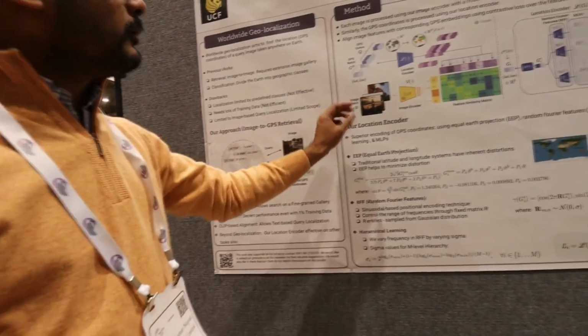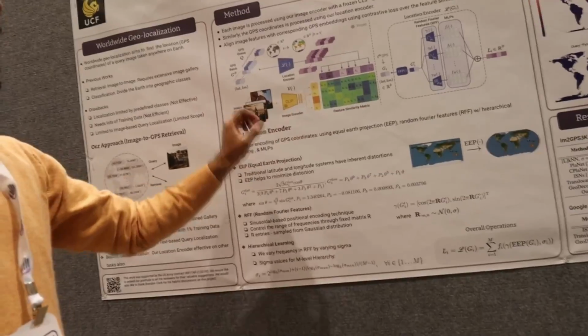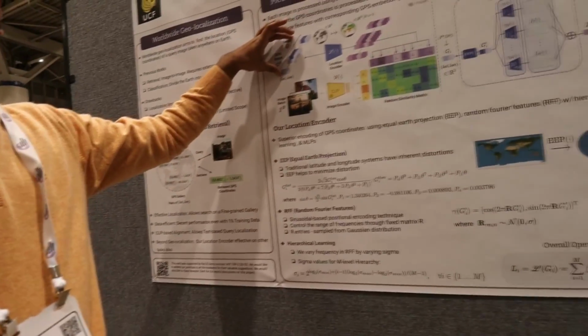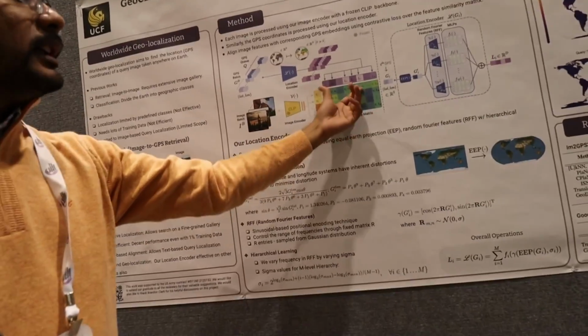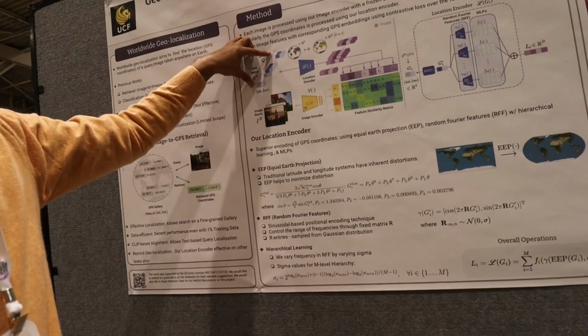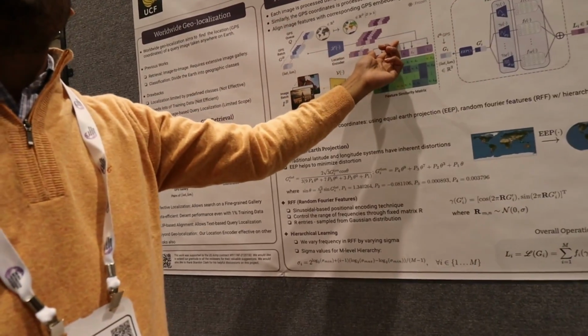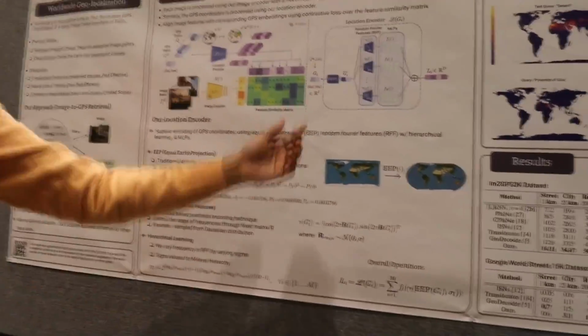So what we do is we pass the image to an image encoder, a CLIP-based image encoder. And there's a gallery of GPS coordinates. We pass it to a location encoder to get location features. And then we do contrastive learning. So now the challenge is these are 2D coordinates. We want to get a high dimension representation, right? For that, this is our location encoder. So how to do that?